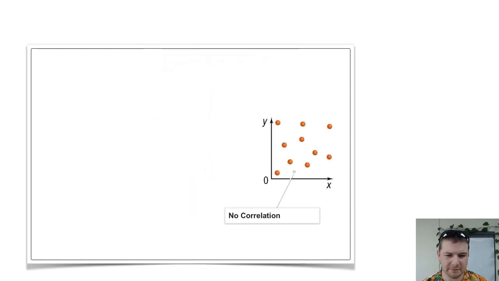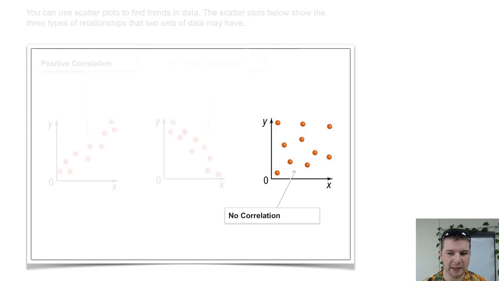And no correlation. The points really seem scattered. We can't make any reliable prediction that as x increases, y will either increase or decrease. There's just really no correlation here.